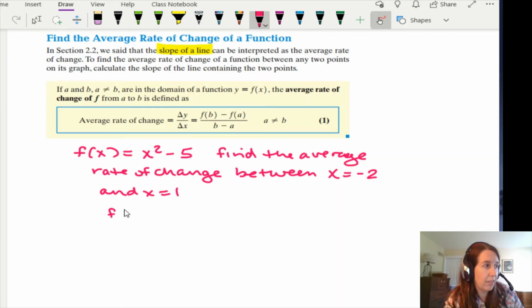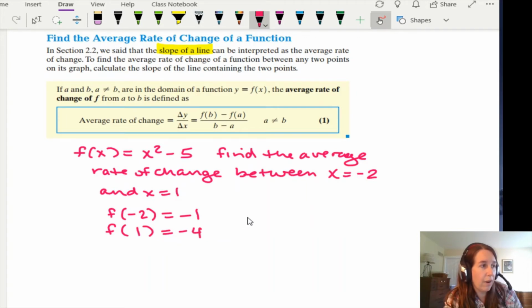So let's find the f of -2, and that would be by plugging x equals -2 into the equation. So x squared, -2 squared is 4, minus 5, that equals -1. And let's find the f of 1, the other x value. 1 squared minus 5, that equals -4.